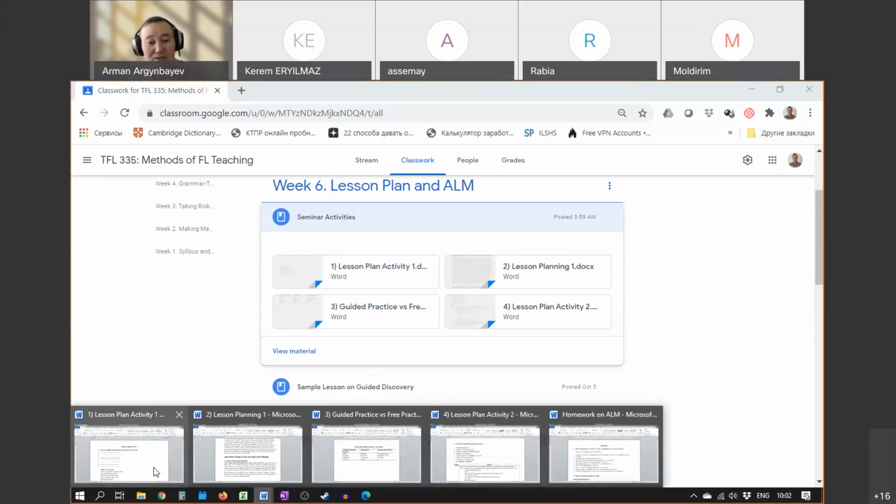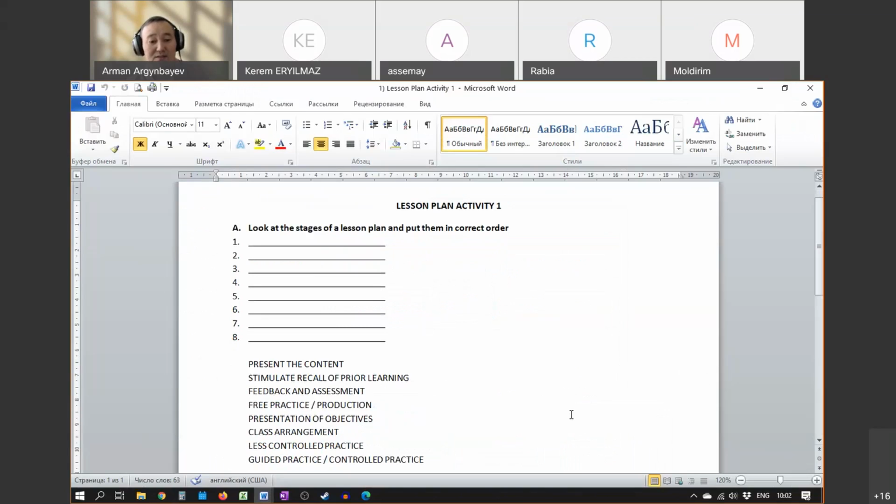All right, the lesson is divided into 8 parts. We have 8 parts in our lesson, and here they are mixed. They're jumbled. Let's put them in the correct order. Okay, let's do it individually first. Do it somewhere on a paper, on a draft somewhere. You have 1 minute, and then we'll do it together.